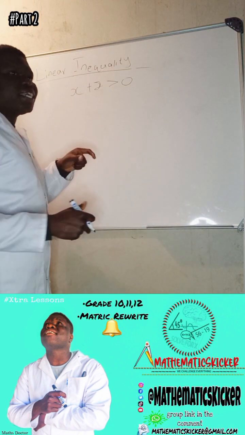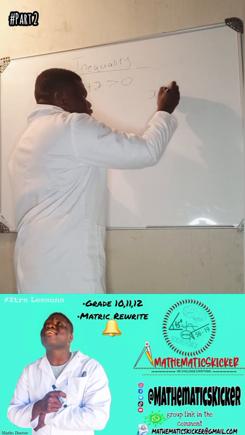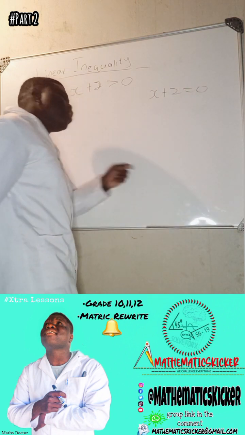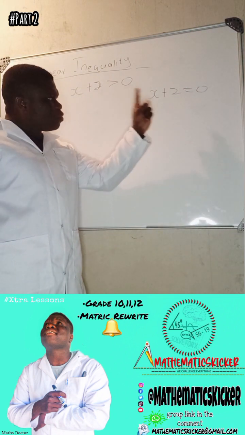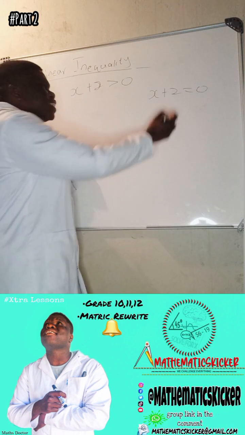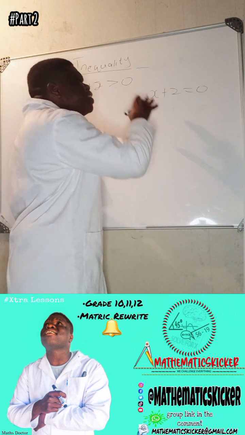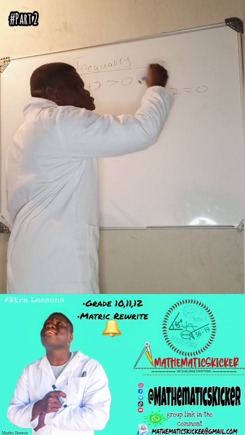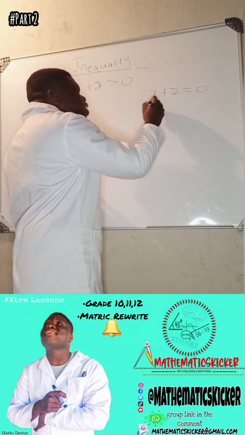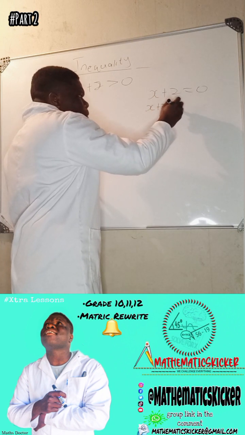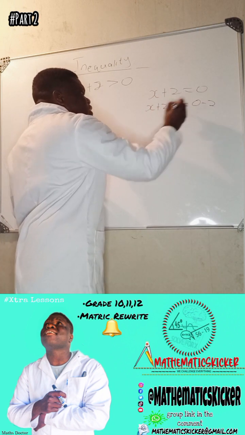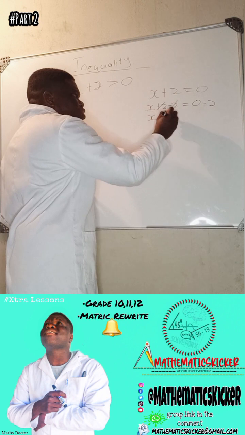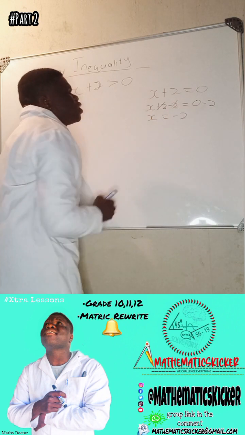Let's take, for instance, x plus 2 is equal to 0. What does it mean to solve for x? It means for which value of x is x plus 2 equal to 0. That's why we introduce minus 2 on both sides. Then this one will cancel this one, and we'll have x equal to 0 minus 2, which is minus 2.